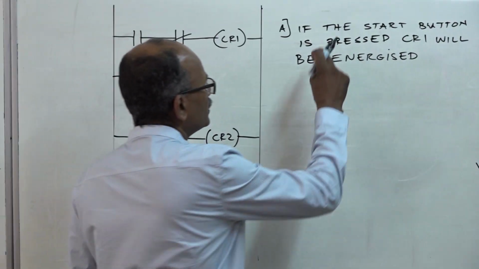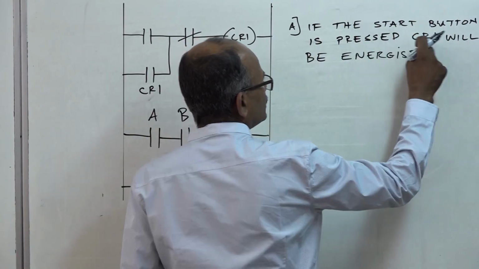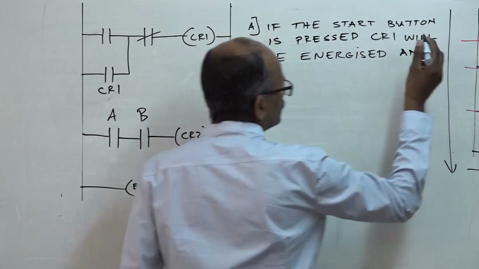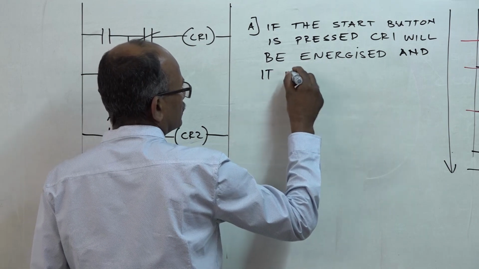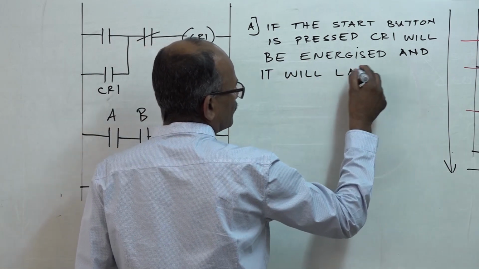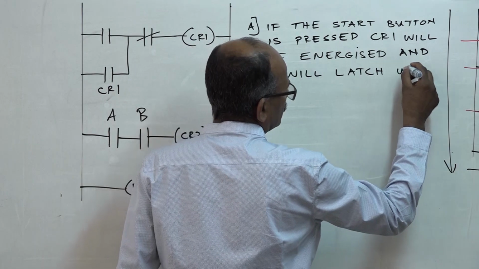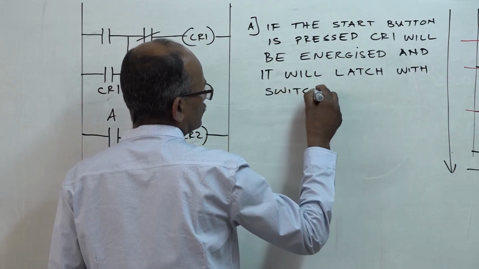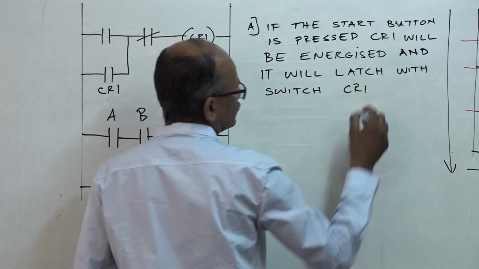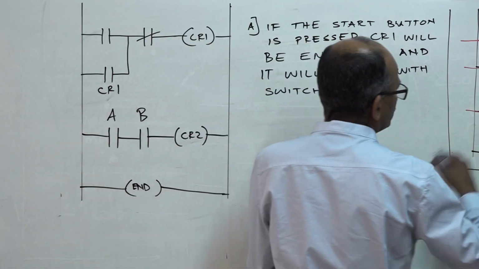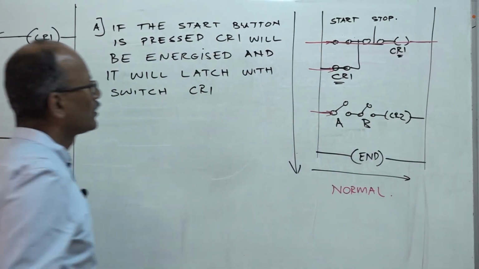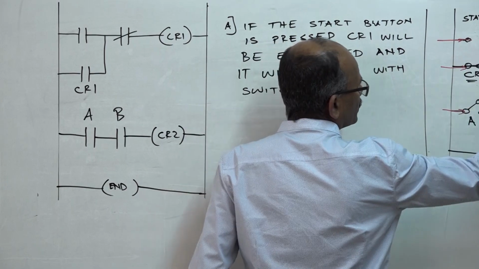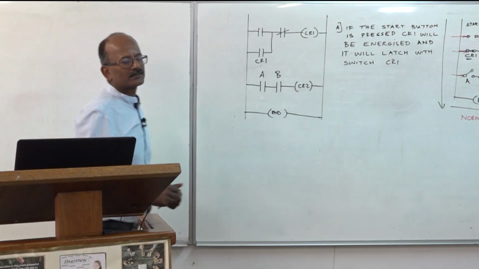So I will say, if the start button is pressed, CR1 will be energized and it will latch itself with the switch CR1. Okay? And then what it means, that will close. So even if I now release the start button, current will flow here, my contactor will stay energized.